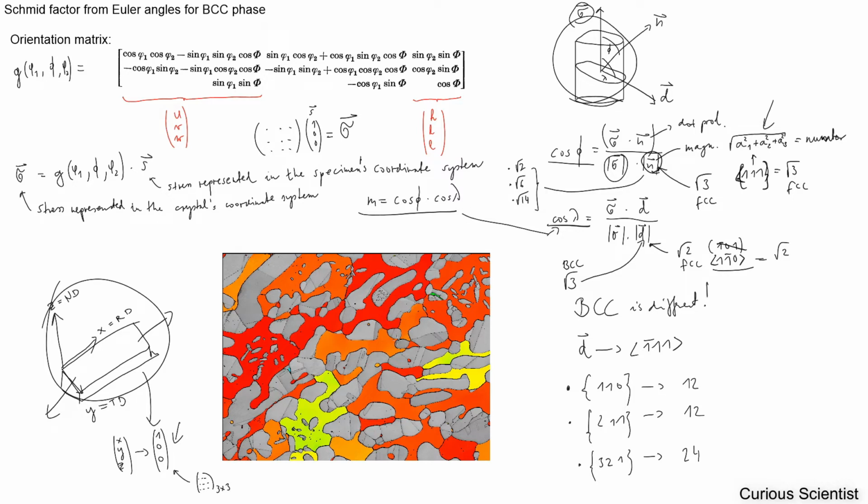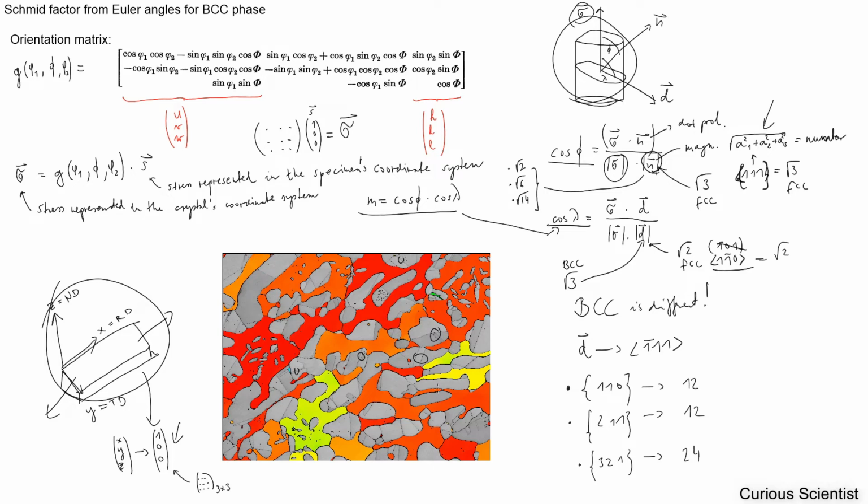And here what you can see is that this is a duplex steel, which means that it consists of 2 phases, a BCC phase and an FCC phase. And what I did here is that in the background, the gray parts are the FCC grains. For example, here you can see annealing twins, and they only appear in FCC material.